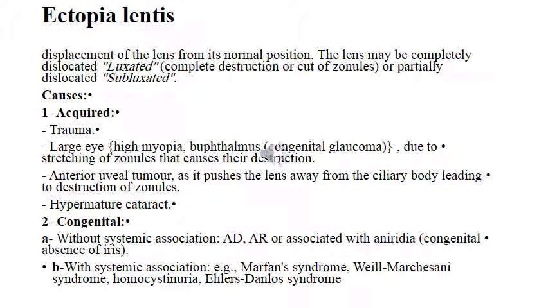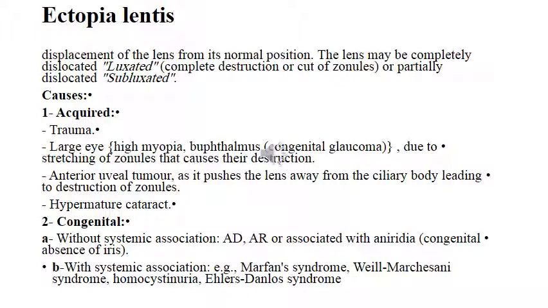What is ectopia lentis? Ectopia lentis means displacement of the lens from its normal position, which is the pupillary axis. So absence of the lens from the pupillary axis is aphakia or a luxated eye, while ectopia lentis is displacement of the lens from its normal position. This displacement is either complete or partial, and it's either acquired or congenital.